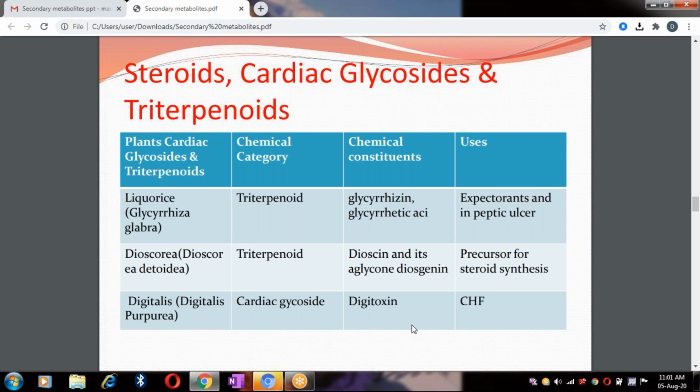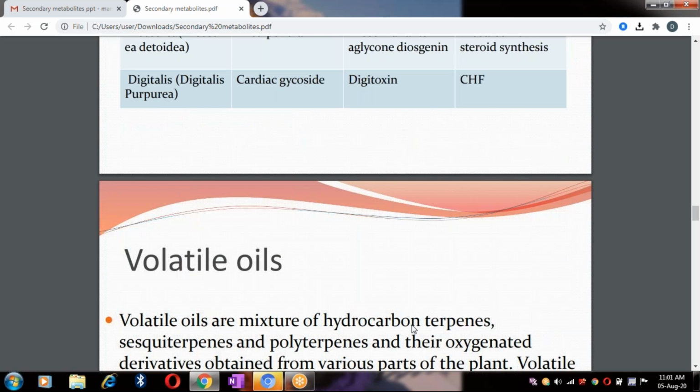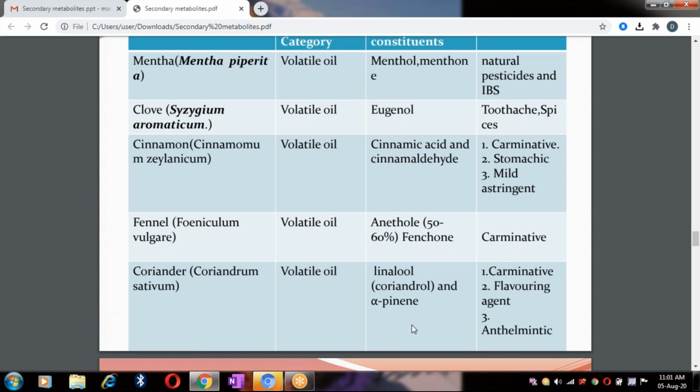Next, volatile oil we have discussed. In your syllabus, 5 volatile oils you have to study in detail. That is mentha. Mentha is the whole plant of Mentha piperita. It contains volatile oils called menthol and menthone. These are basically used as a natural pesticide and flavoring agent. It is also used in the treatment of irritable bowel syndrome.